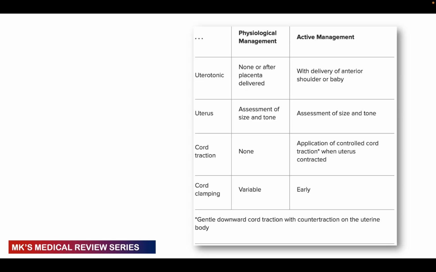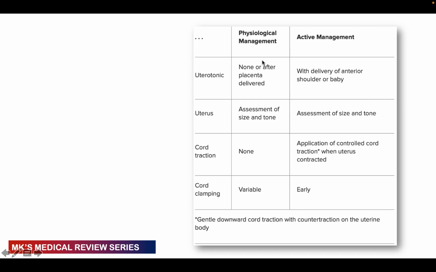So here's a large difference between physiological management of the third stage of labor versus active management of the third stage of labor. The main difference is oxytocin. In physiological management, we don't give any uterotonic after delivery of the placenta, whereas in active management, we do give oxytocin with delivery of the anterior shoulder or the delivery of the baby.